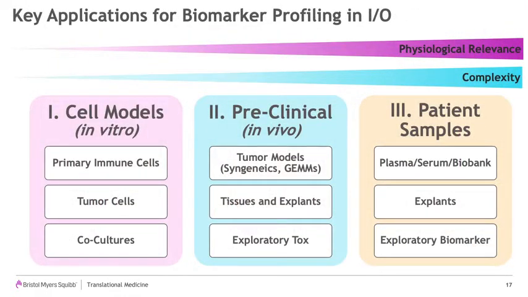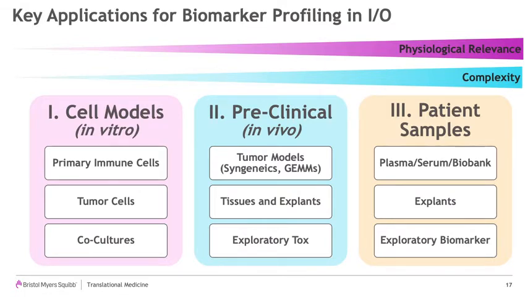Now, for the next section of my talk, I want to focus on some key applications for biomarker profiling in our IO discovery research and share some case studies to give you a flavor of how we use the data to progress projects. The case studies encompass 3 different flavors of experiments. First are in vitro or ex vivo cell models, such as profiling the biomarker signatures of primary immune or tumor cells, as well as co-cultures. We use these experiments typically early in a project during the target validation phase.